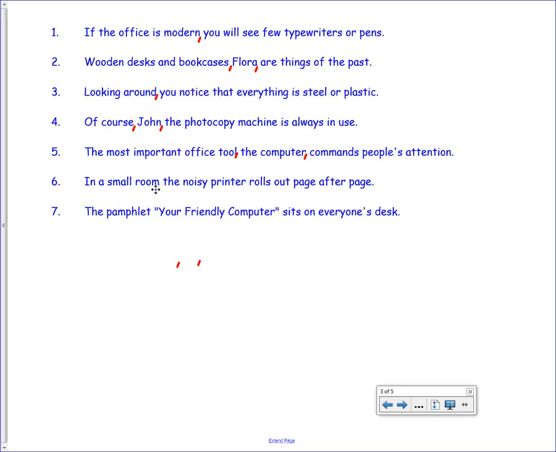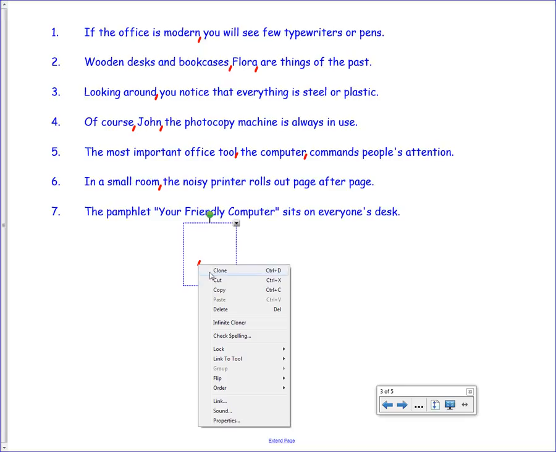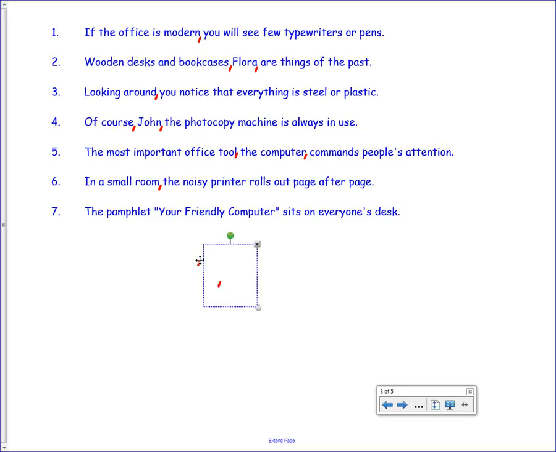In a small room, the noisy printer rolls out page after page. In a small room, we don't need to know that, we can take it out. The noisy printer rolls out page after page. The pamphlet, your friendly computer, sits on everyone's desk. I'm going to need another comma here. The pamphlet, comma, your friendly computer, comma, sits on everyone's desk. Your friendly computer could be taken out. The pamphlet sits on everyone's desk makes sense.